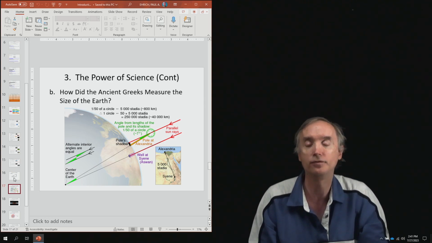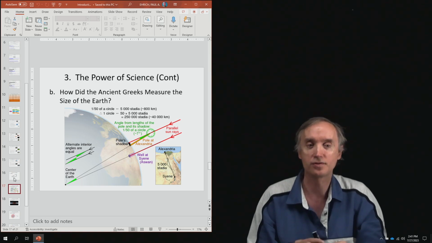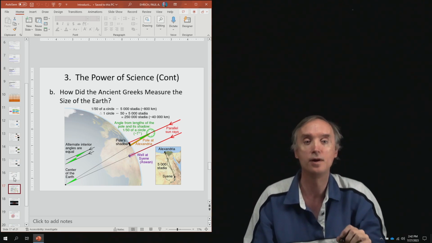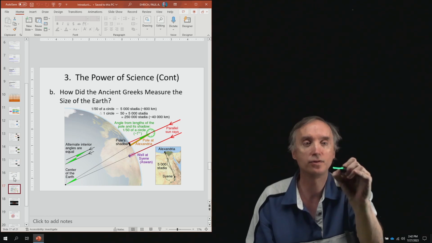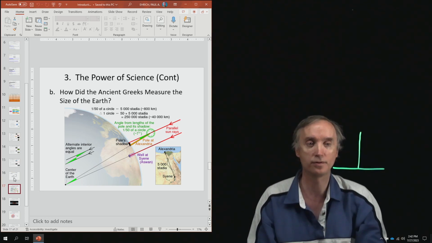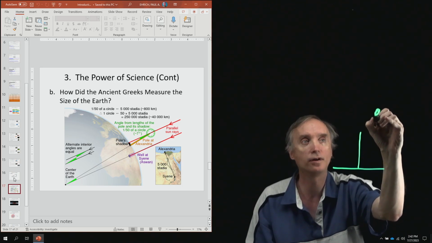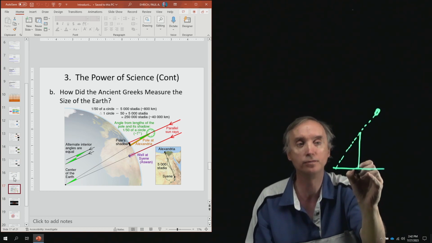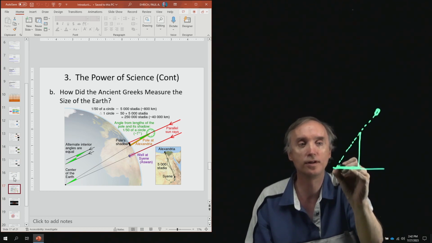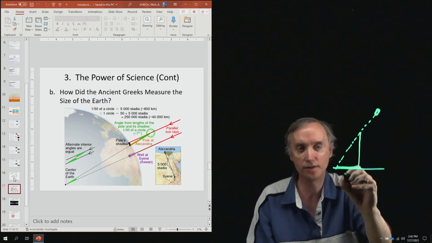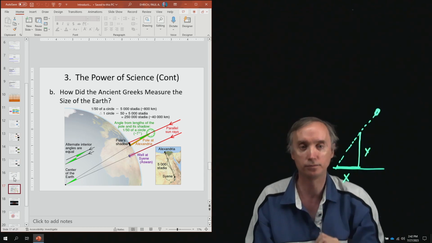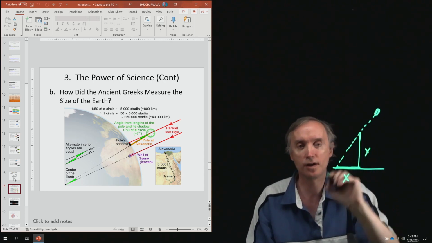But this wasn't good enough for the ancient Greeks. They wanted to measure the radius of the Earth, and this is how they did it. At Alexandria, they took a pole and put it perpendicular to the ground. Here's the sun over here, and the pole is going to cast a shadow out like this. Let's say that this is going to be the letter X, and this is going to be the letter Y. And notice it makes a triangle.